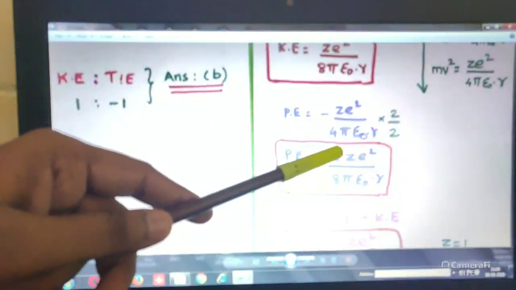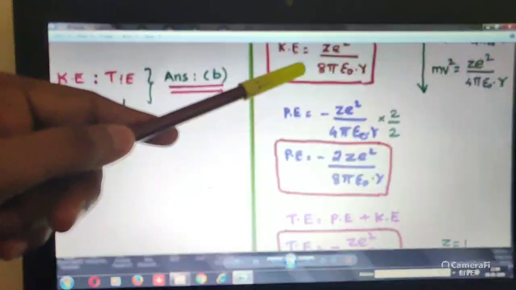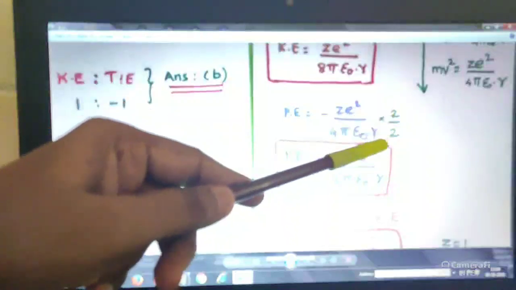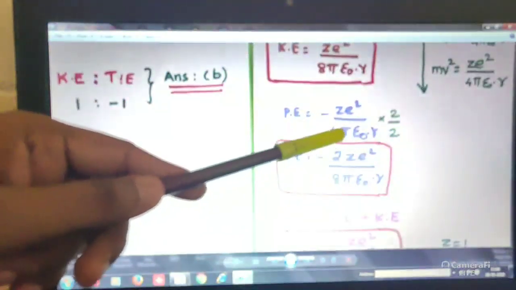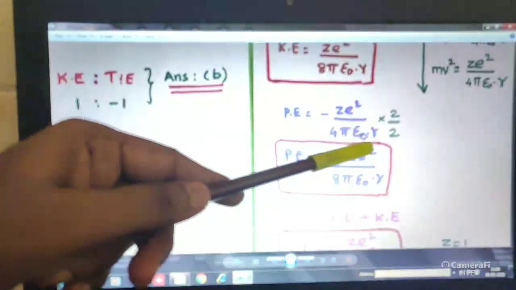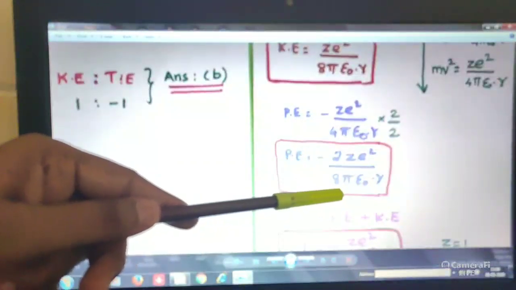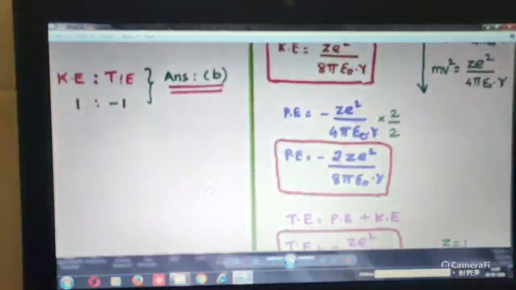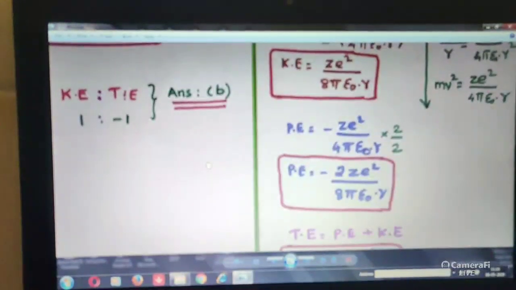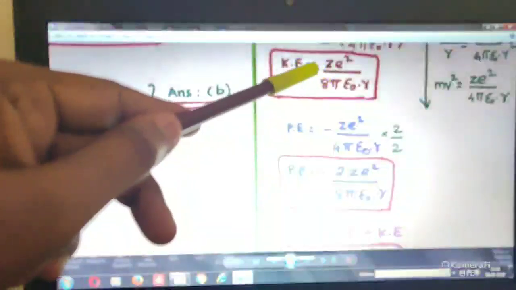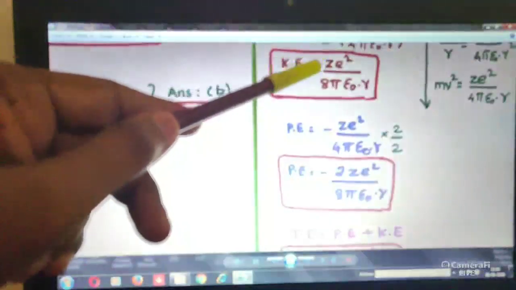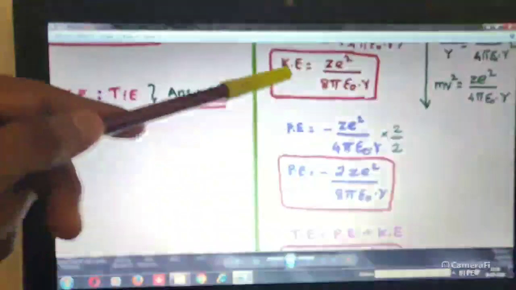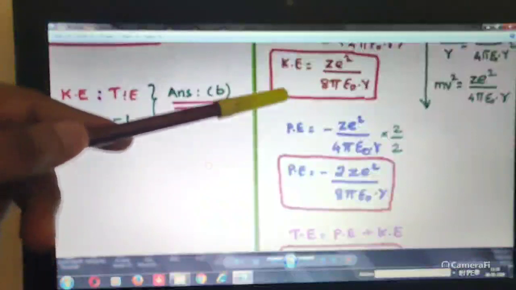Okay, right. So now I can compare with the previous equation. For that I can multiply and divide by 2 extra, so in the denominator I get 8π epsilon naught R. So in the kinetic energy equation also 8π epsilon naught, here also 8π epsilon naught. But in the numerator, here Ze squared, but here minus 2 Ze squared. So now we can compare this potential energy and kinetic energy.